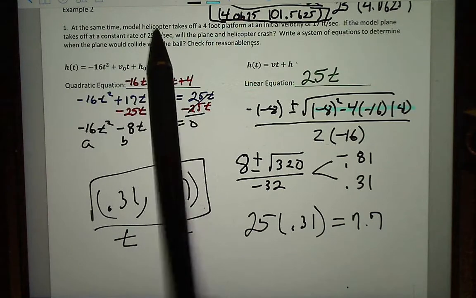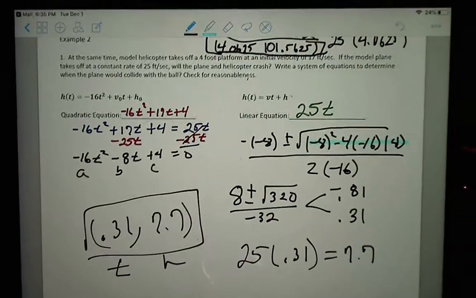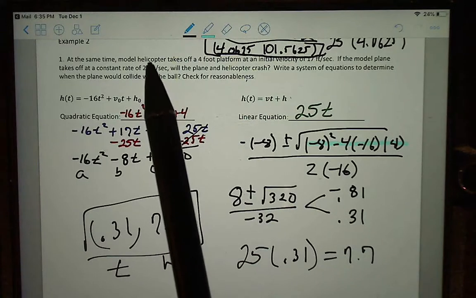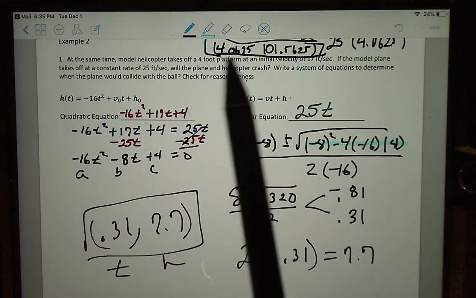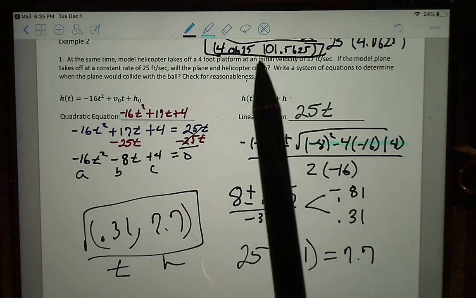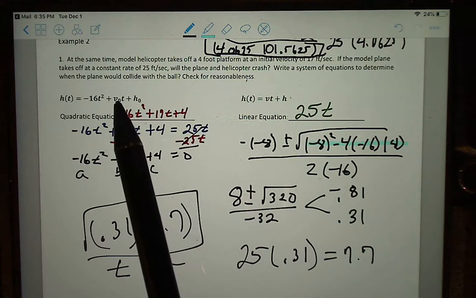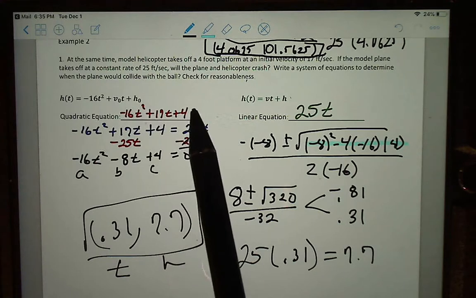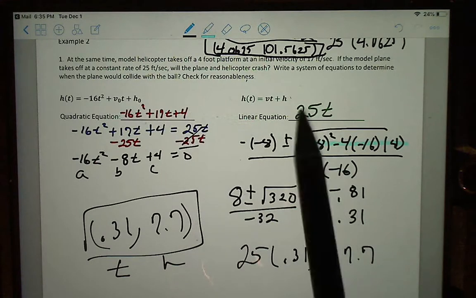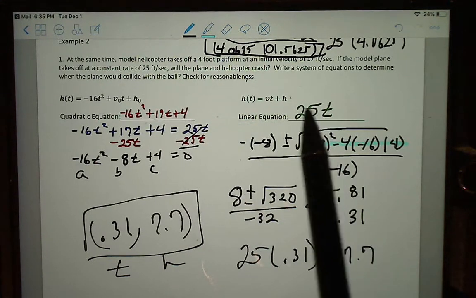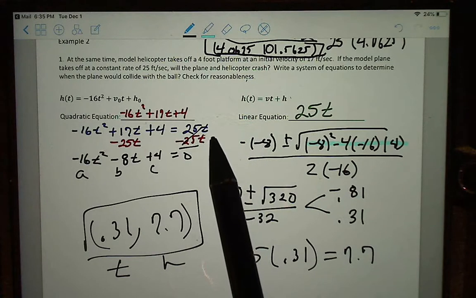Because you have a helicopter. Sorry, you don't see that. Let me move this down. Because you have a helicopter here that takes off from a 4-foot with an initial velocity. And the fact that it says initial velocity means that I'm using that for my initial velocity here, which means that that 4, therefore, has to be my initial height. Okay. The plane's the same, so the plane doesn't actually change. It's the same thing.